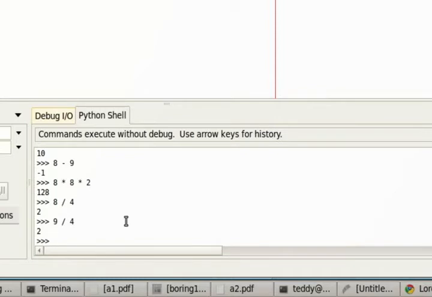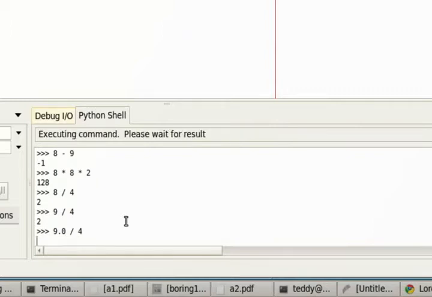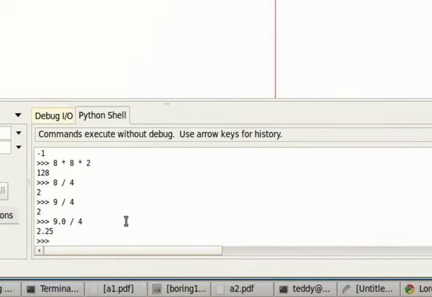Now if you want a floating point answer, then you just make one of these numbers into a floating point and it will give you the answer in floating point. Now what about if you want the remainder? Then you use the modulo sign, as it's called, the percent sign, and then 4. The remainder is 1. That's useful for telling if things are odd or even, by the way.